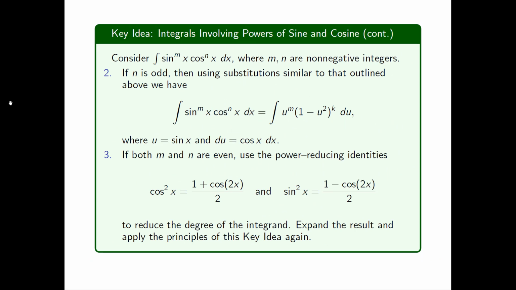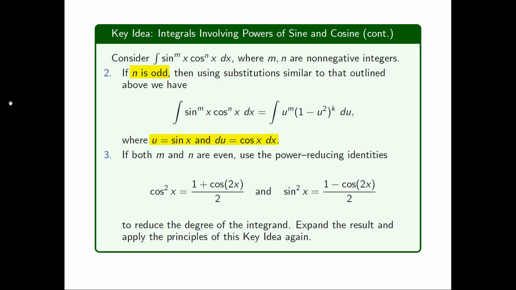Okay, so we'll also look at a similar example. Let's suppose now that the power of cosine is odd. In other words, the n is odd. Well, now we're going to use the substitution u equals sine x. Okay, so again, because the cosine has the odd power, the u is going to be the sine x, and then du is going to be cosine x dx.